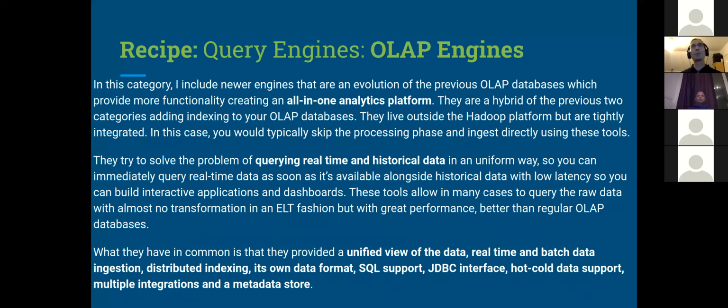And then let's go to OLAP engines. This is the next level. You have query engines that basically go to different data sources. Then you have OLAP databases, which is basically a data warehouse on top of Hadoop with a star schema. And then you have these engines that are like all-in-one analytics platforms, right? You can ingest data directly into these tools. So they are basically a hybrid of the previous two categories, adding indexing as well, like Elasticsearch.